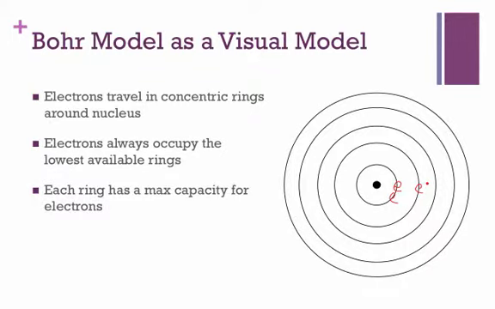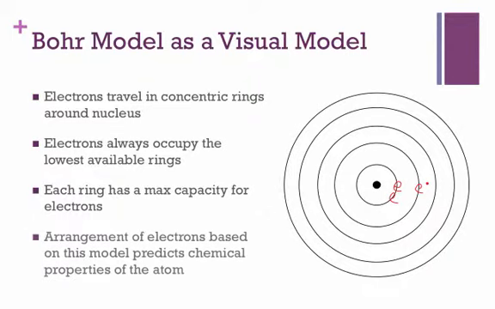We also mentioned the fact that each ring has a maximum capacity for a certain number of electrons. And then finally, the arrangement of those electrons based on this model predicts the chemical properties of our atom. And that's really, if you recall, the purpose of these atomic models, to be able to predict chemical and physical properties of our atom itself.